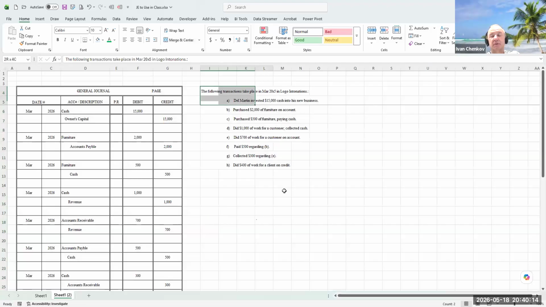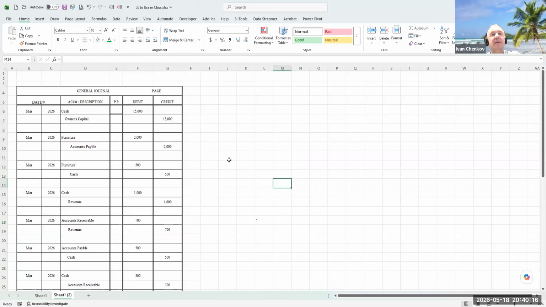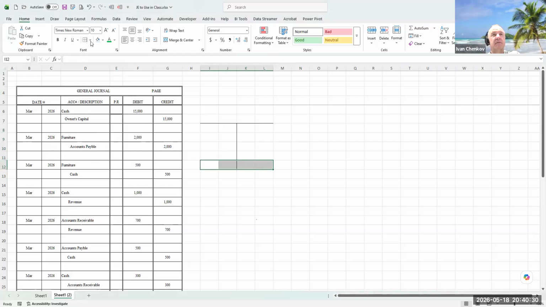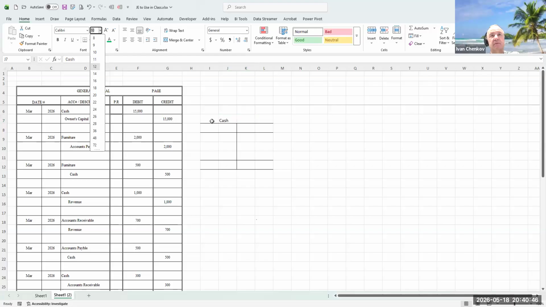Now, these questions, I don't need anymore. What I need, though, is to create the T accounts. I'm going to create the T accounts for cash, obviously. Let me create it faster, and I'm going to send you this sheet, so that will be easy. So I'm going to have here cash. Let me fill it as fast as I can, and I'm going to send it to you.